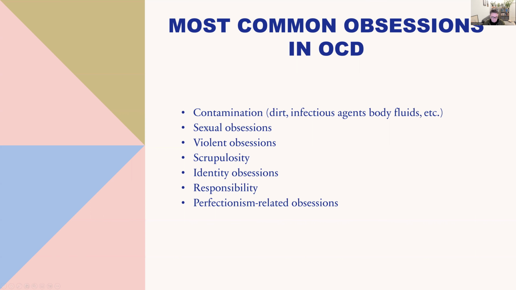Sexual obsessions are also quite frequent, violent obsessions, scrupulosity. This essentially means religious or moral OCD. Identity obsessions, like questioning your gender or sexual identity, obsessively. So not having a genuine, let's say, crisis of identity, because as we grow up and as we develop, even as adults, we will question who we are sometimes.